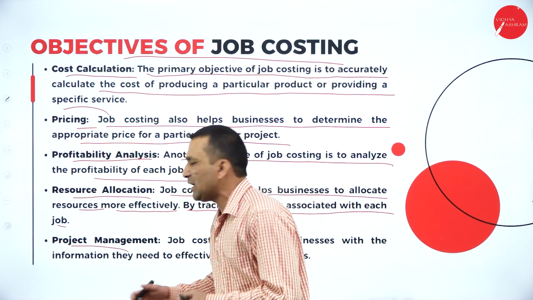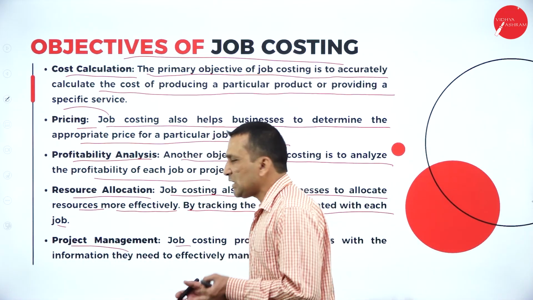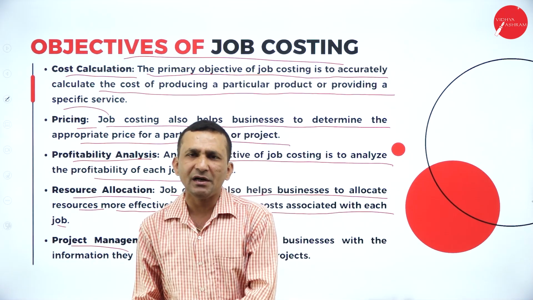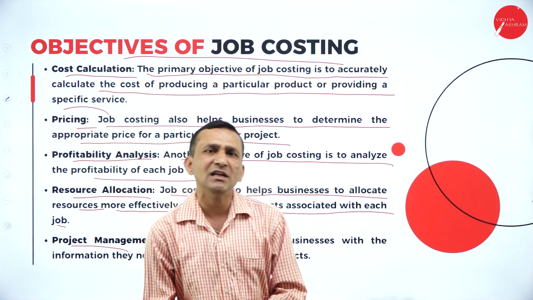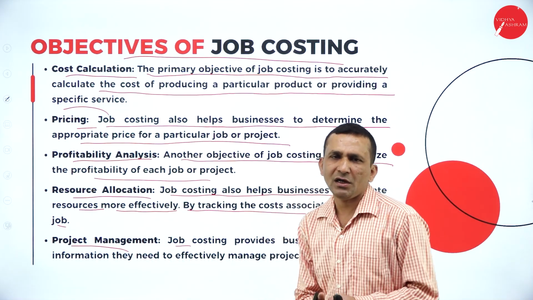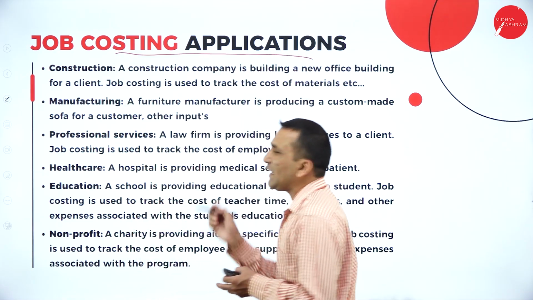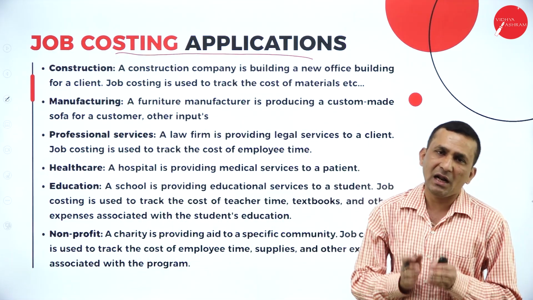And next, project management, same thing here. For project performance, whenever you take a project, a specific period is given. You have to manage the project using the available resources. Moving forward, job costing applications: where exactly is job costing applied or used?